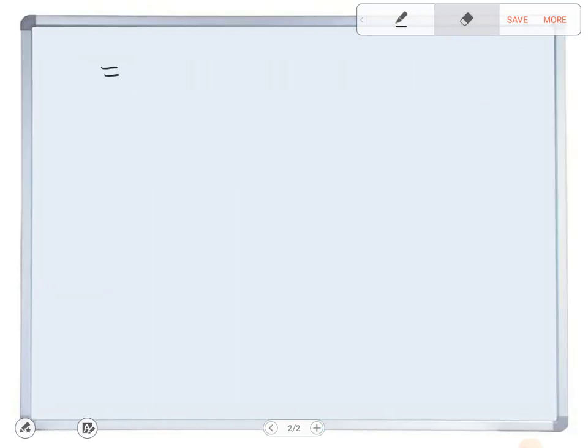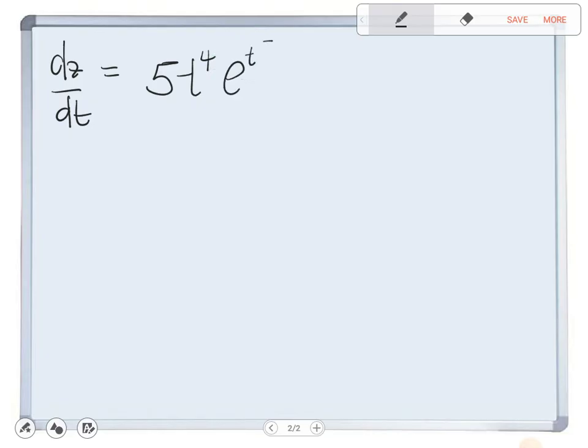So dz/dt is just equal to 5 t to the power 4, then e to the power t to the power 5.